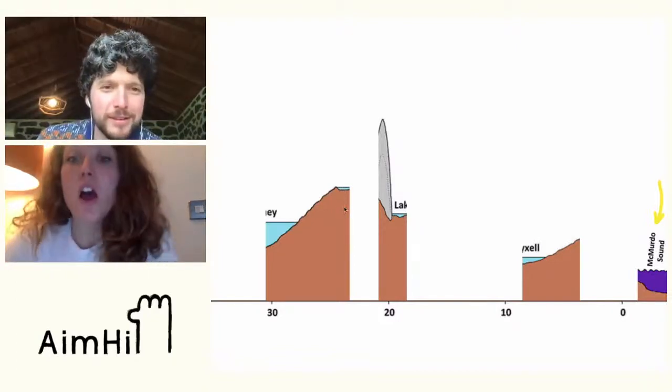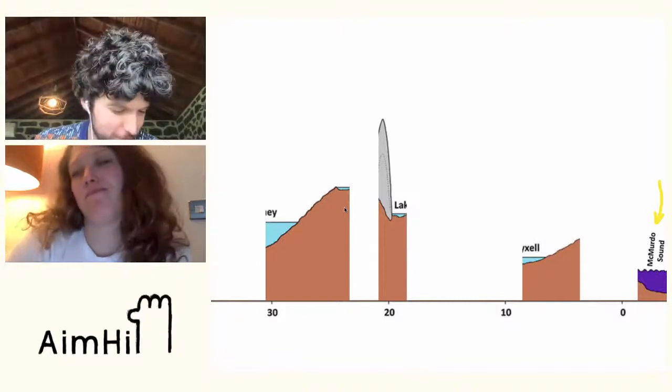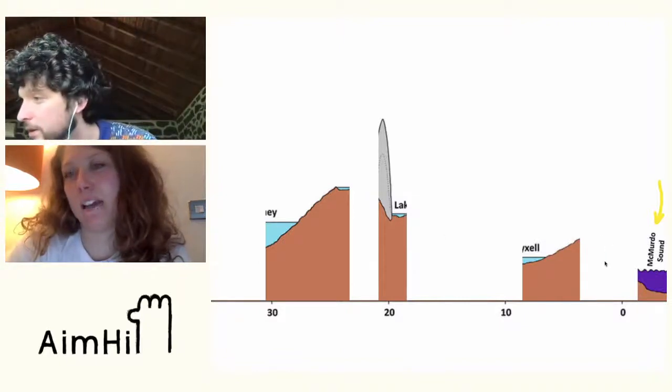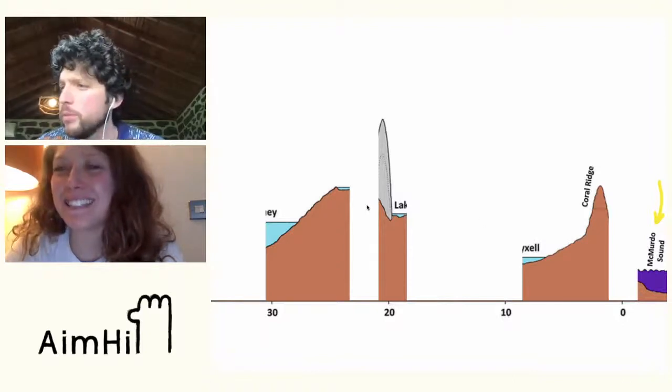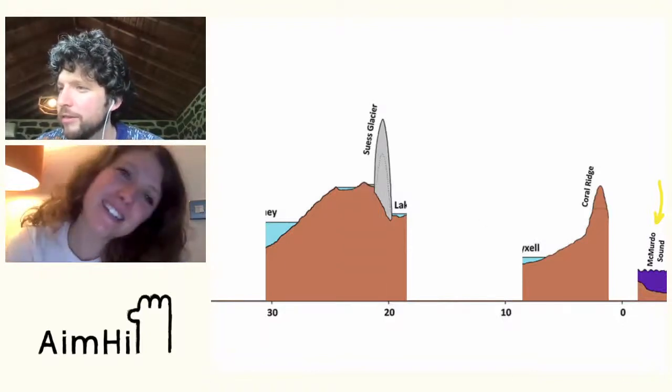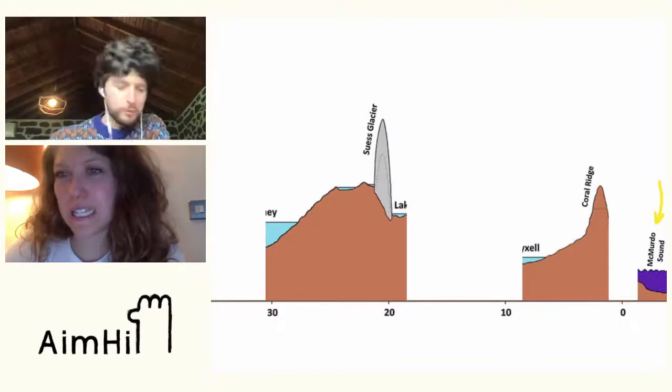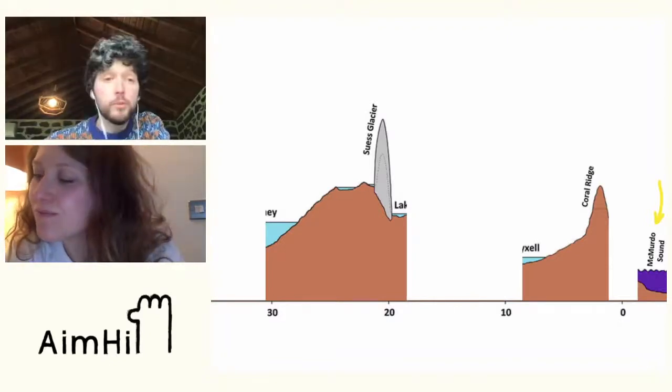Hannah? I'm going to say 3. 3? Yeah. Boom. Ooh. Coral Ridge. There it is. Should we also pull this one away? Because let's get the Swiss Zeus Glacier. There's one more peak.